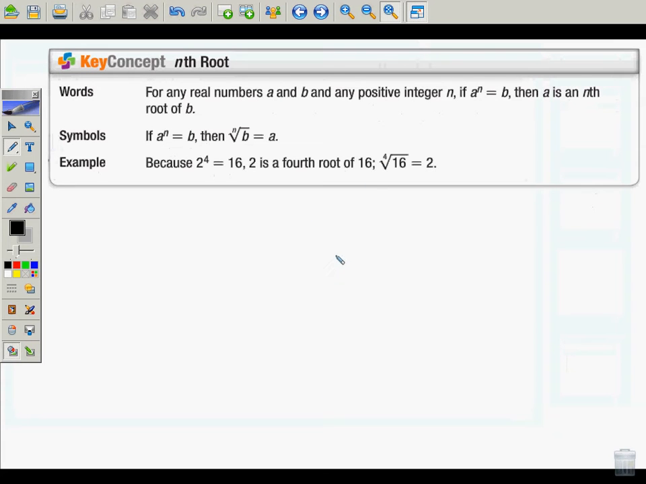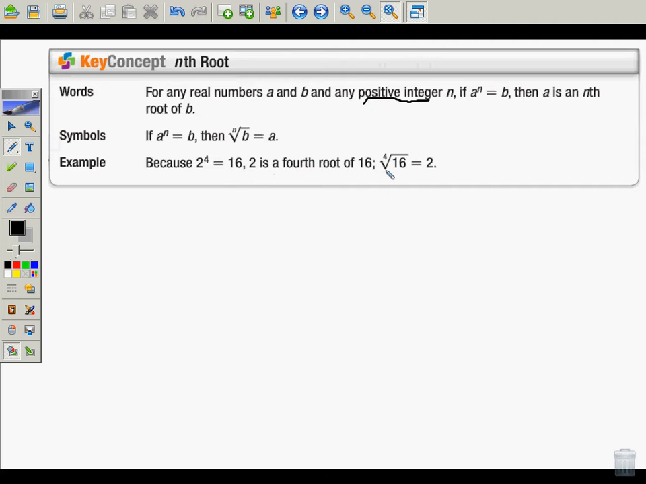For this next part, we're going to be talking about nth roots. And this just says for any real numbers a and b and any positive integer n, again, has to be positive, if a to the n equals b, then a is the nth root of b. What this is saying is a little complicated when you look at it this way, but it becomes much more simple if we look here. Because 2 raised to the 4th power is 16, 2 is a 4th root of 16.